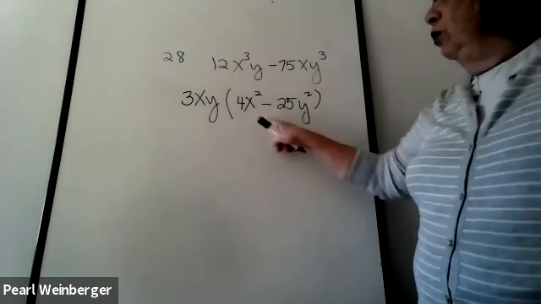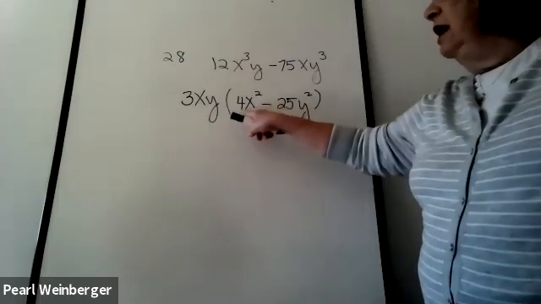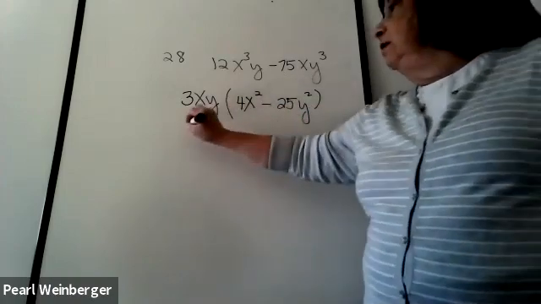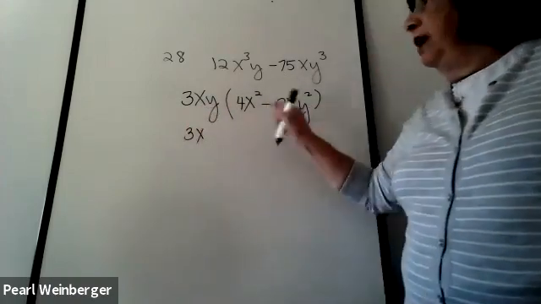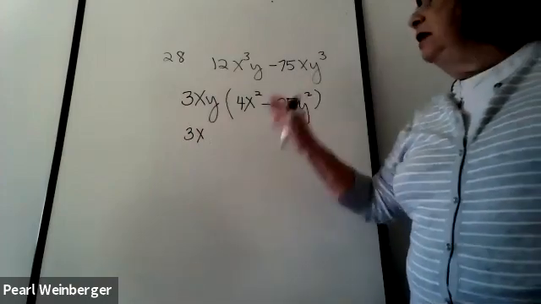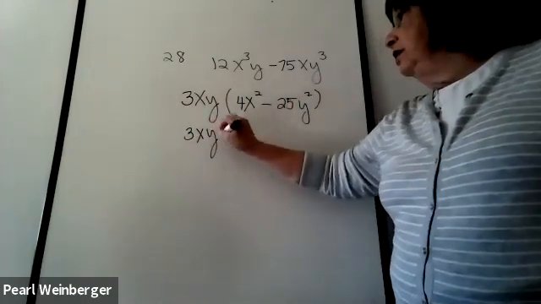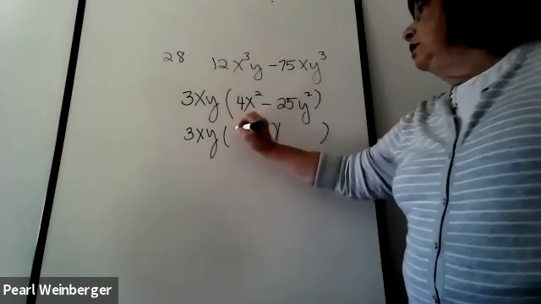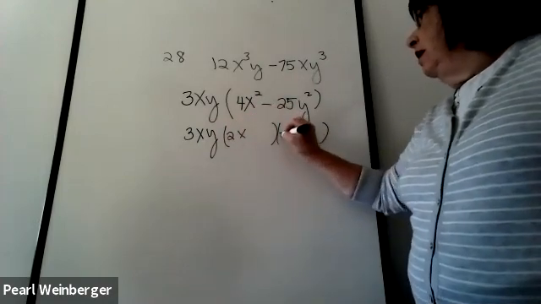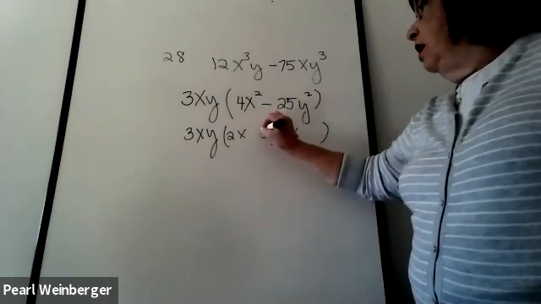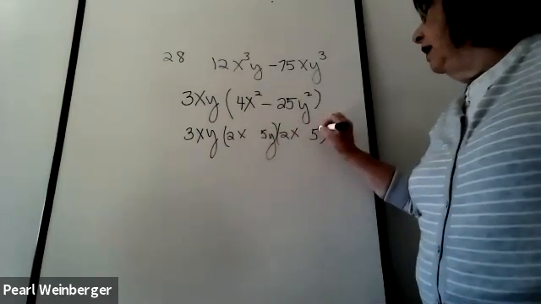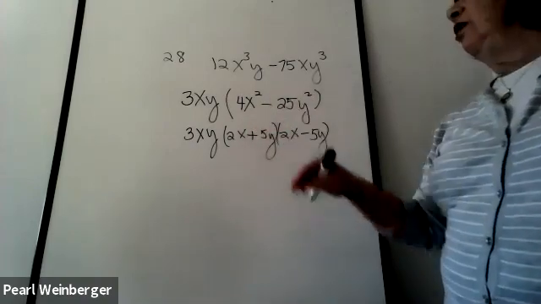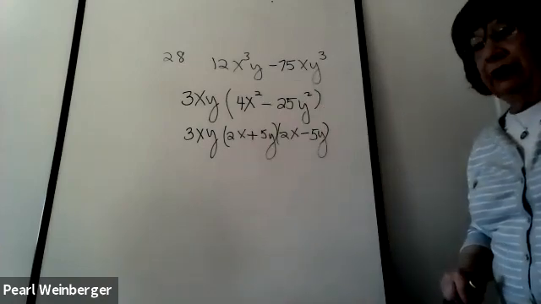And lo and behold, what is left inside the parentheses is the difference of squares. This is a perfect square, this is a perfect square, there's a minus in between them. Mind you, if this had been a plus, I would have had to stop right here. It has to be the difference of perfect squares, which this is. So I can now break this up into my two conjugate binomials, 2x and 2x as the first, 5y and 5y as the second, and then one a plus and one a minus. Again, the one with the minus could go first and the one with the plus second. It doesn't make a difference.